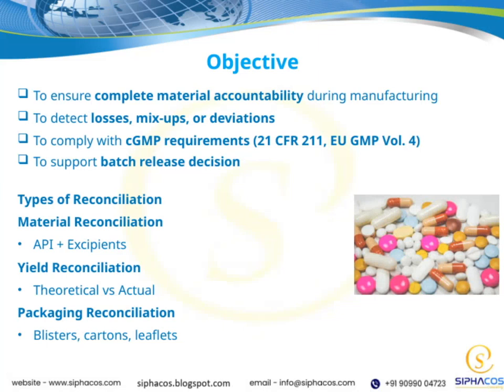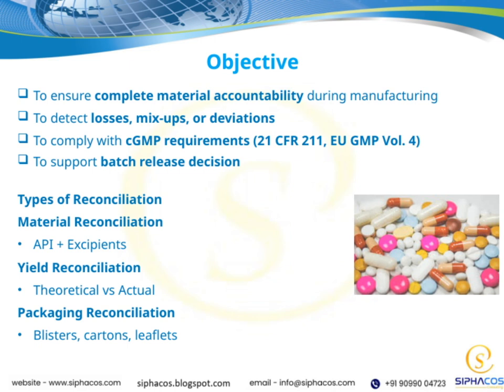Today, I want to talk about the main objectives of reconciliation in manufacturing. First, our goal is to ensure complete material accountability throughout the entire production process. This means we need to keep track of every material used and produced, so nothing gets lost or misplaced. Next, it's crucial to detect any losses, mix-ups, or deviations early on. Catching these issues helps us maintain quality and compliance, preventing problems from escalating.